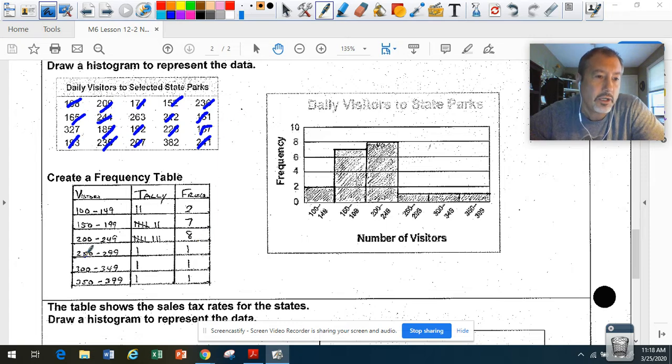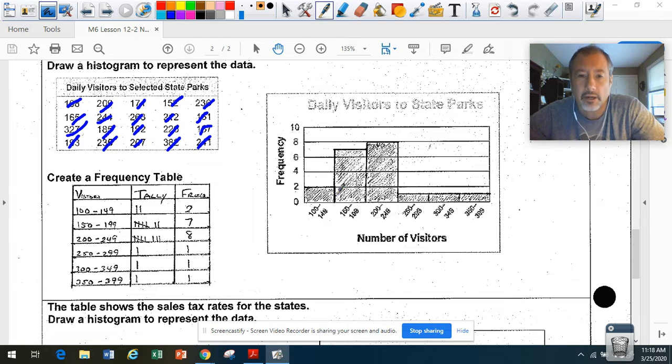Okay, now between 250 and 299, we got 1. That's it right there, so put your 1 there, and the frequency for that is just 1. So 300 to 349, just 1 there, which means a frequency of 1. And then finally, we have our 350 to 399. We just have 1 left here, so that one tally mark means the frequency is 1.